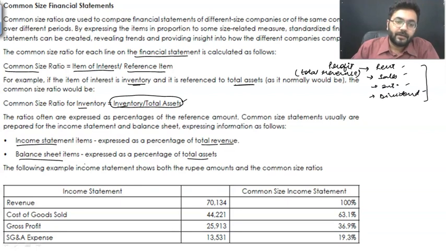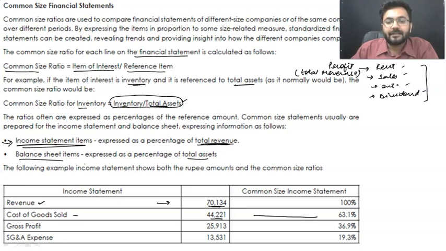Just like that, if I talk about the revenue part, for the income statement items, we are going to take the total revenue as mentioned over here. It is not going to be total assets, it is going to be total revenue. Right, total revenue is 70134. So if I am going to calculate the cost of goods sold, that is 44122. That means this is my COGS.